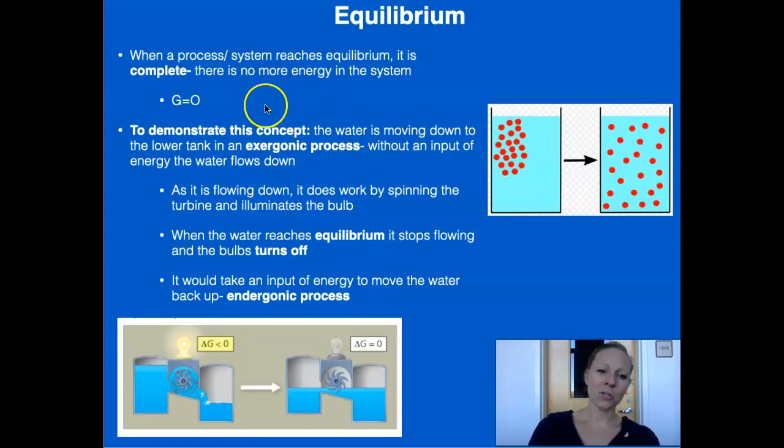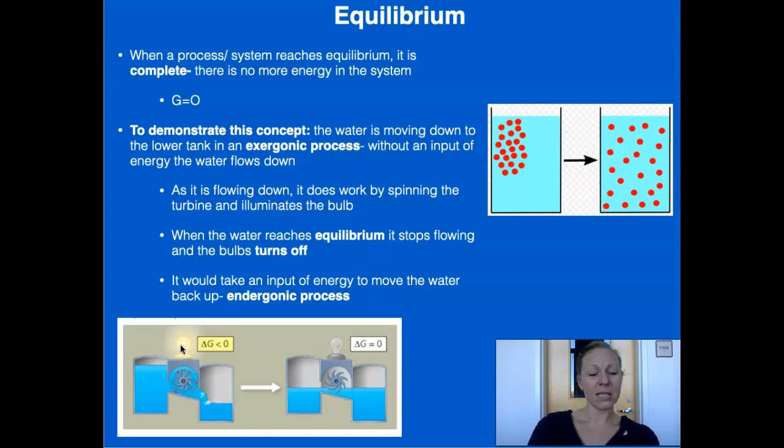Well, to demonstrate this concept, let's look at these tanks here. If you pour water into this tank, it's going to be an exergonic process. The water is going to flow spontaneously down to the lower tank without any more input of energy. It's just going to happen. And it actually can do work as it's moving down. It can spin this turbine and light this light.